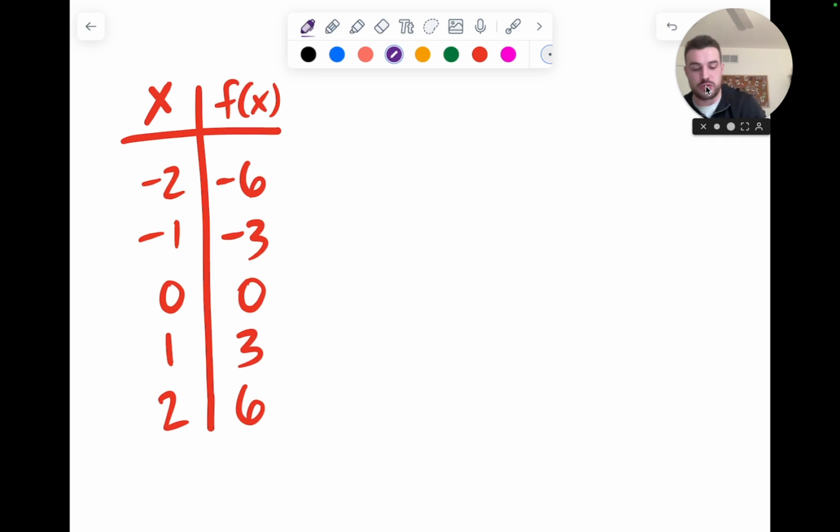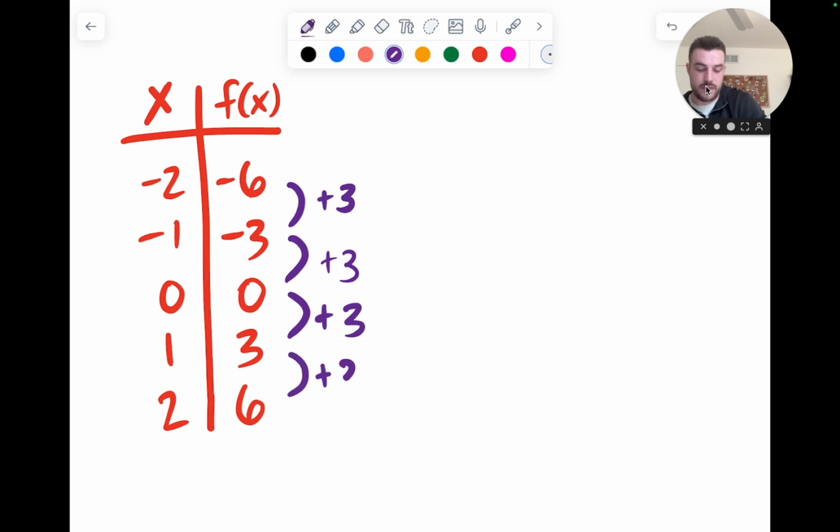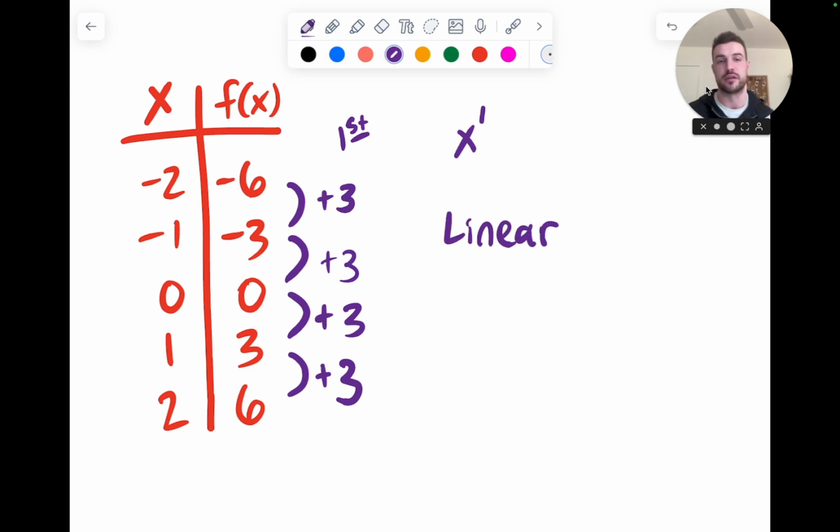Now, most students would look at this and recognize, oh, wait a minute. The difference in my y values is adding 3 every time. So we look at it and say, well, I know that linear functions increase by the same amount every time. So therefore, since my first difference, the difference in the y values, the outputs, is the same, this is going to be something with x to the first power, or a linear function. That's typically the thought process that goes through our heads, and that's actually correct.